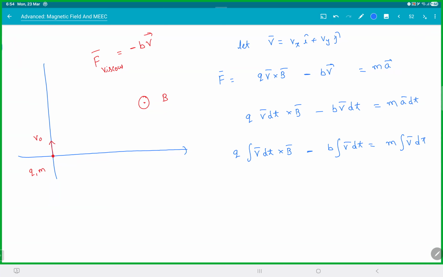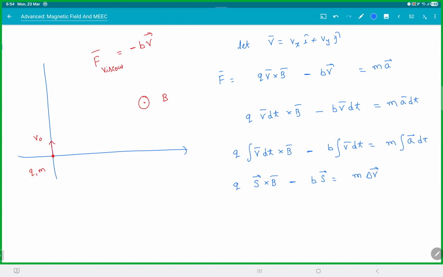What is V dt? Displacement. So this Q will be displacement, I'll just call it S bar, cross B bar. This will also be displacement. What will be this thing? This will be, sorry, a dt. What is acceleration into time? Change in velocity. This will be m delta V bar. Makes sense.